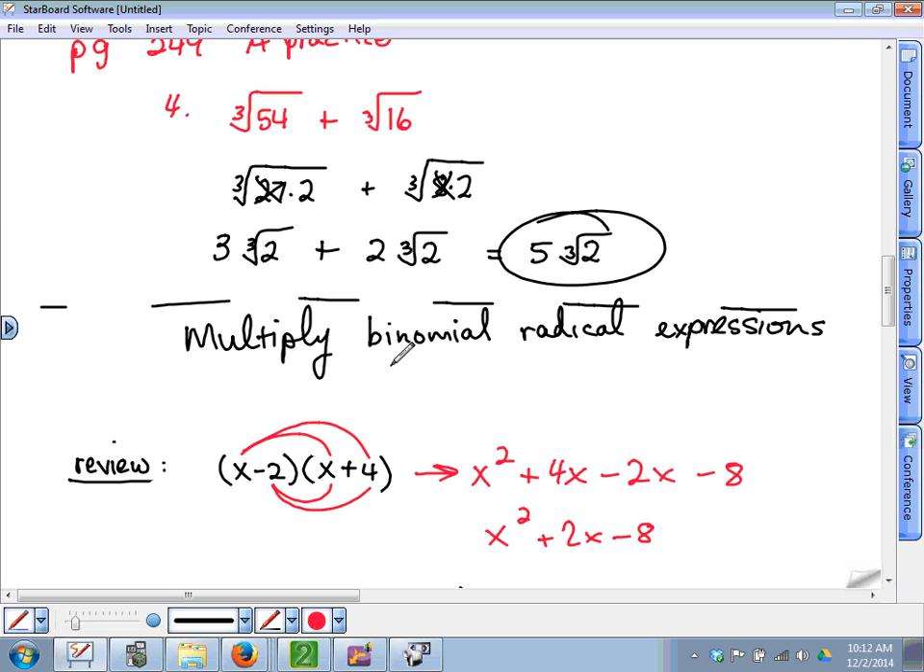Oh, by the way, what does this word right here even mean? Binomial? This is a binomial, right? X minus 2 is a binomial. X plus 4 is a binomial. So we're multiplying binomials here. We're just going to later on be multiplying binomial radicals. Anyway.